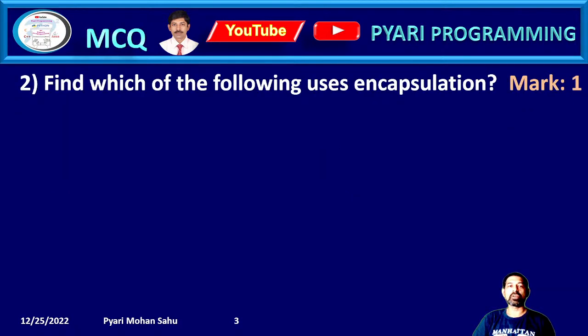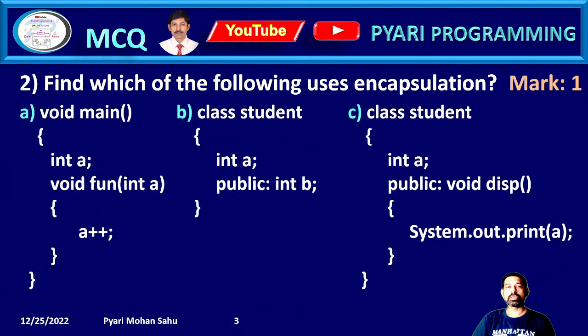The next question says: find which of the following uses encapsulation. Now these are a few codes available in front of you. You have to find which one is indicating encapsulation, that means which code is telling me about encapsulation. The program has a few codes related to this. For example, it's a void main, int a is an instance variable, and we have a method over here.